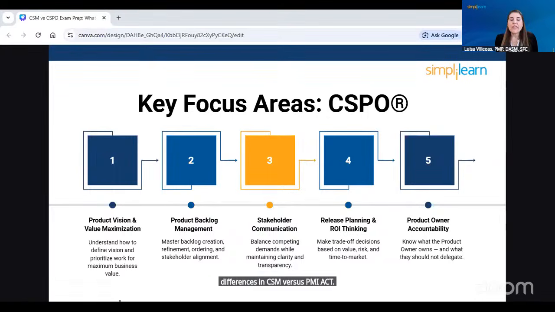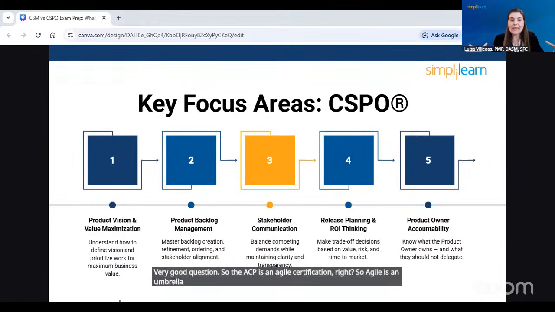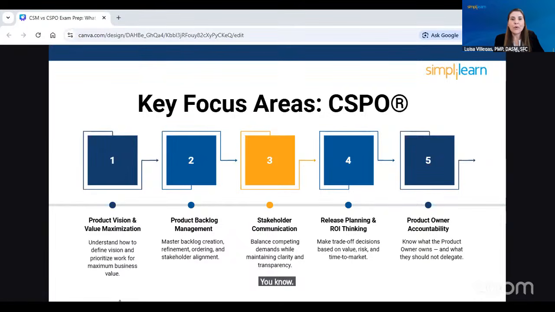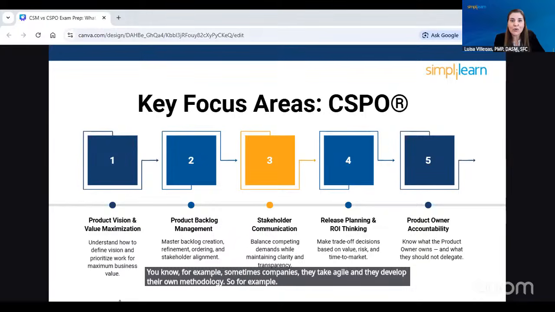Very good question. So the ACP is an Agile certification, right? So Agile is an umbrella term. It is a group of different mindsets and methodologies, one of which is Scrum, right? But we also have Kanban, for example, or Six Sigma, or sometimes companies take Agile and develop their own methodology. So for example, Spotify has their own Agile methodology. They don't call it Scrum, they don't call it Agile, they call it the Spotify methodology.